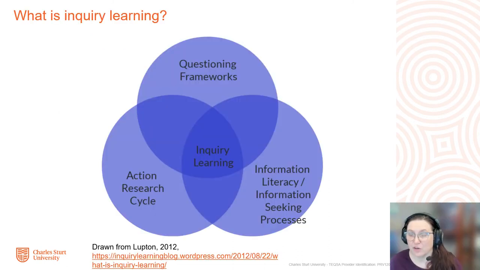Inquiry learning models incorporate information literacy, as inquiry learning is founded on the concept of learning through information gathering. However, inquiry learning models are more than information seeking processes. They are pedagogical models and are comprised of three elements: questioning frameworks, information literacy or information seeking processes, and an action research cycle. Questioning frameworks drive the inquiry forward, and the amount of student-led questioning versus teacher-led questioning relates to the type of inquiry pedagogy being implemented.